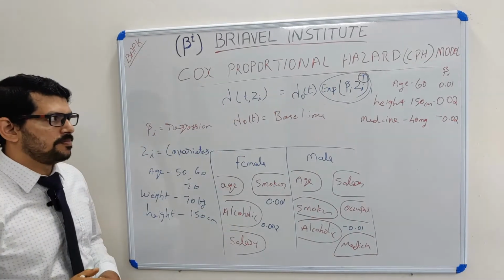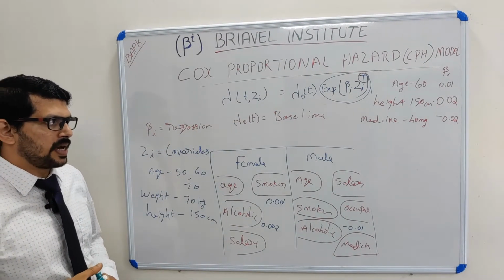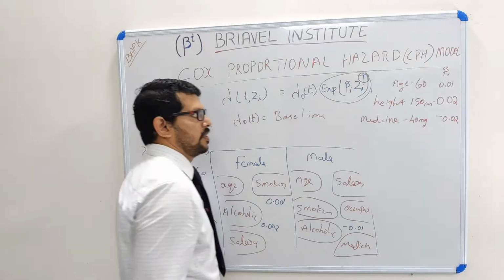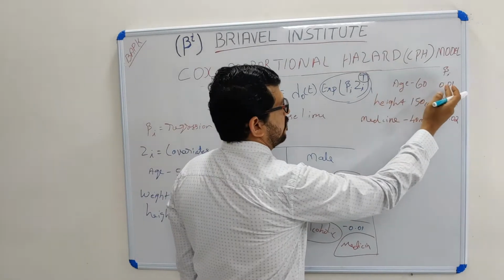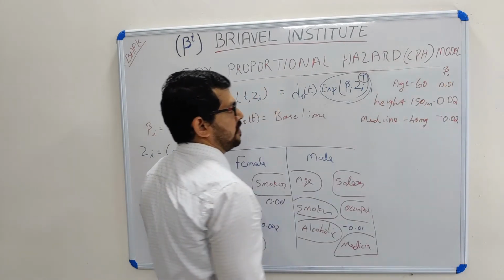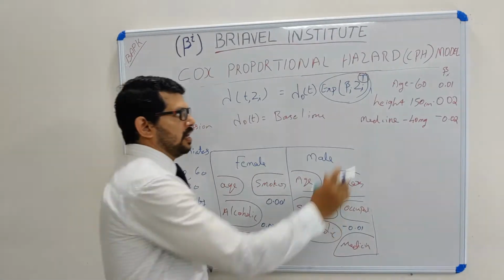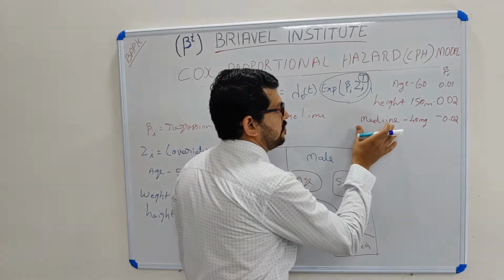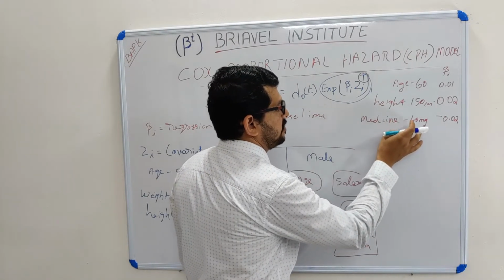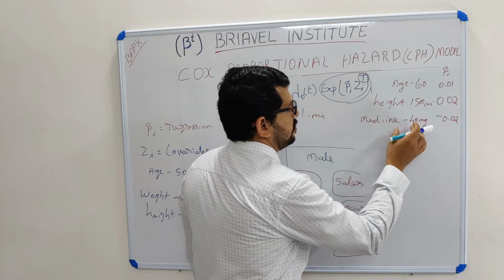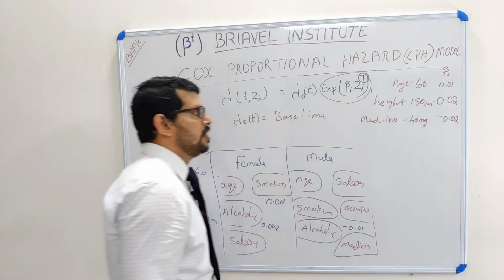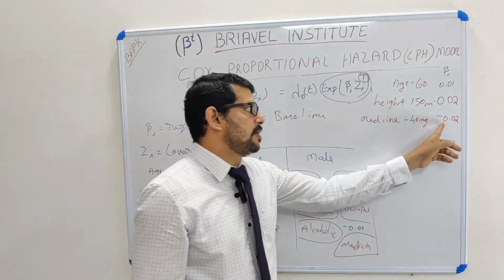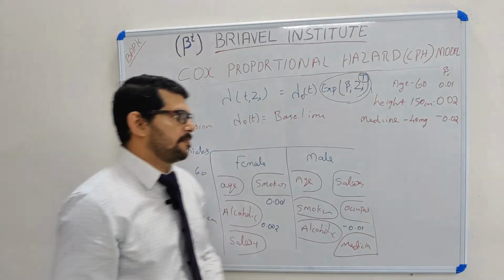So our question explains the characteristics of one person. That person's age is 60 and the regression value for age is 0.01, and height is 150, with value 0.002. He is using medicine or drugs every day. He is taking 40 mg of medicine, so the value is minus 0.02. This minus value will decrease their hazard rate because the regression parameter is negative.